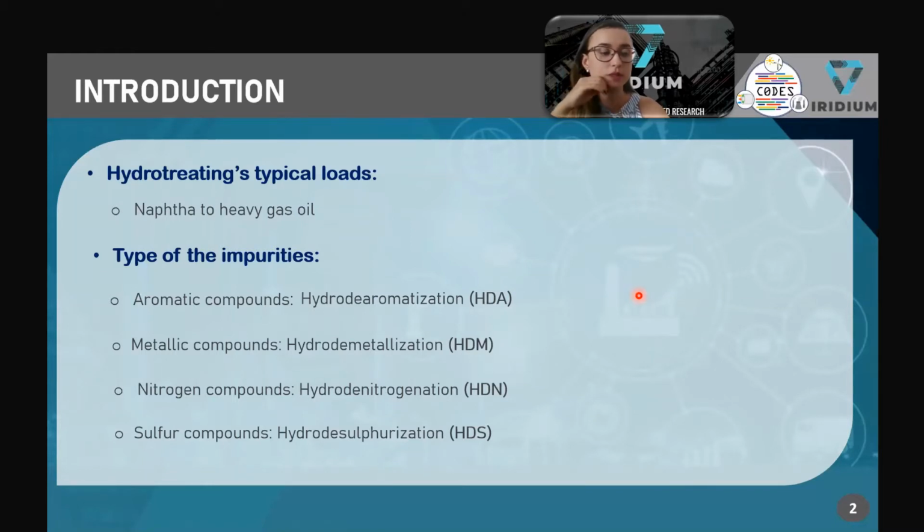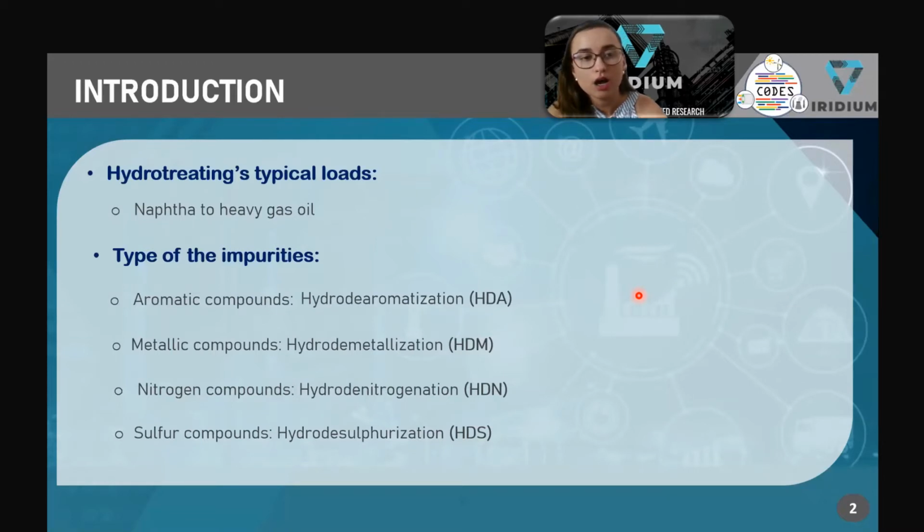Some relevant information needs to be considered for the model considerations. So, HDT is extensively applied to remove impurities, such as heteroatoms like sulfur, nitrogen, and oxygen. Also, polynuclear aromatic and metal-containing compounds.